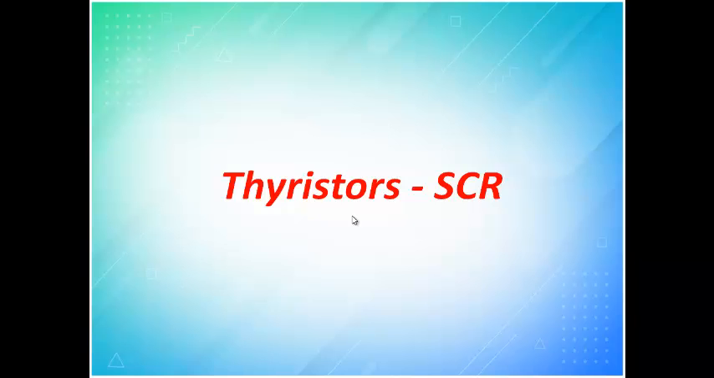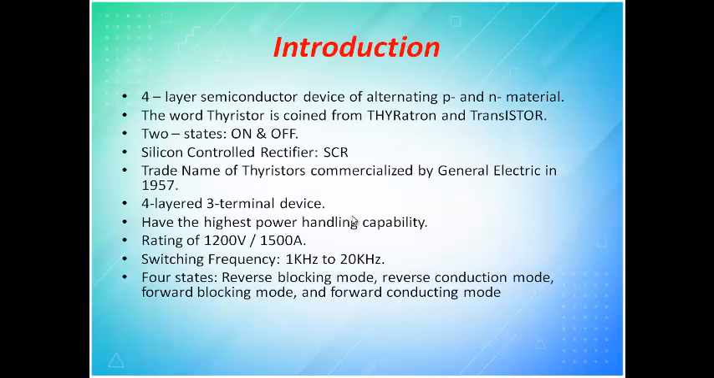So it is a 4-layer semiconductor device. There is alternate P and N. You will have P, N, P, N like that, and totally you have 4 layers. The word thyristor is nothing but a combination of thyratron and transistor. That is why it has been given the name thyristor. There are two states: either you can turn it on or off.